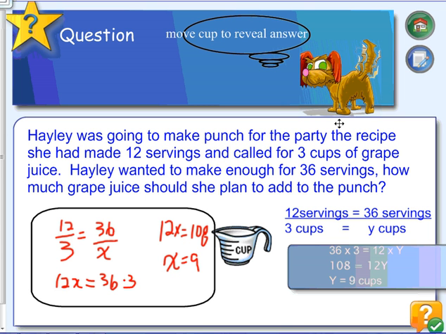All right, so it's all about organizing your work. You need to make sure that you pay special attention to how you're setting up the proportion. Make sure that you're staying consistent across the board. If you do that, you shouldn't have any problems.